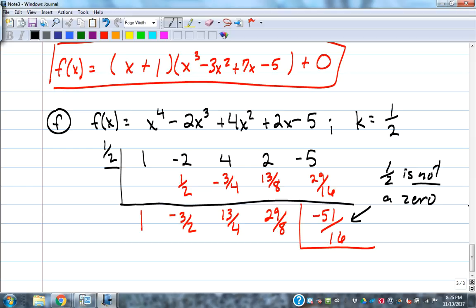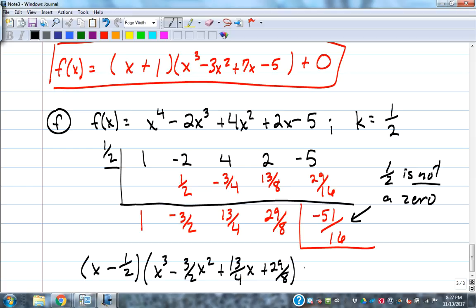We could still write it in that function notation if we needed to. It's not going to change anything about it. You still get x minus 1/2, then it'd be x to the third minus 3 over 2 x squared, 13 over 4 x, 29 over 8, plus negative 51 over 16. Or you could just do minus 51 over 16.